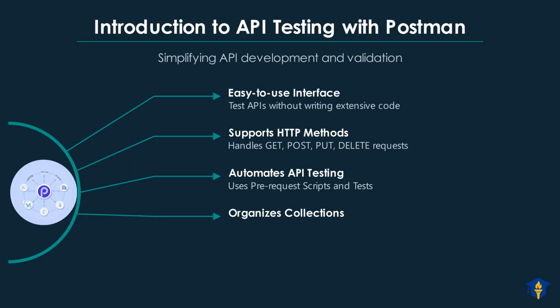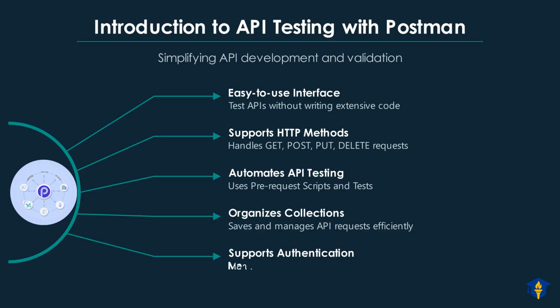Another useful feature is the ability to organize your API requests into collections. Collections help you save and manage all your API requests very efficiently, enhancing workflow. Postman also includes robust support for various authentication mechanisms. It effectively manages JWT, OAuth, and API keys for secure access.